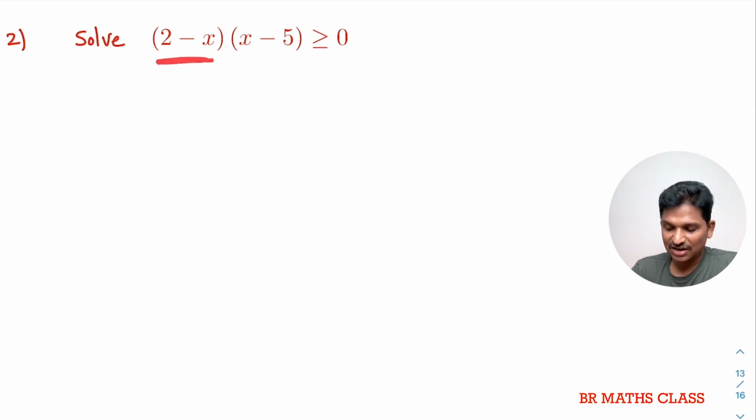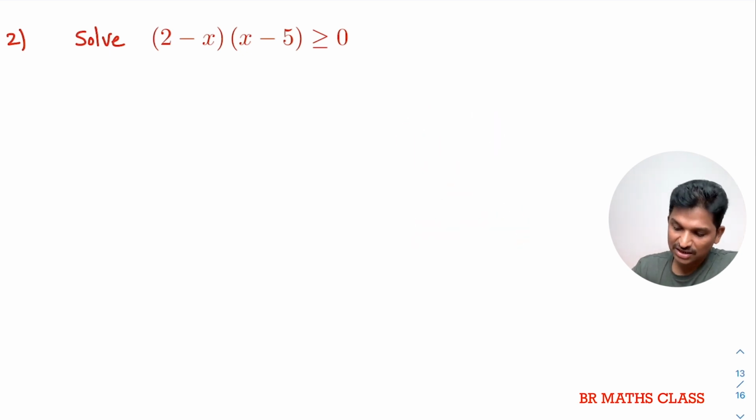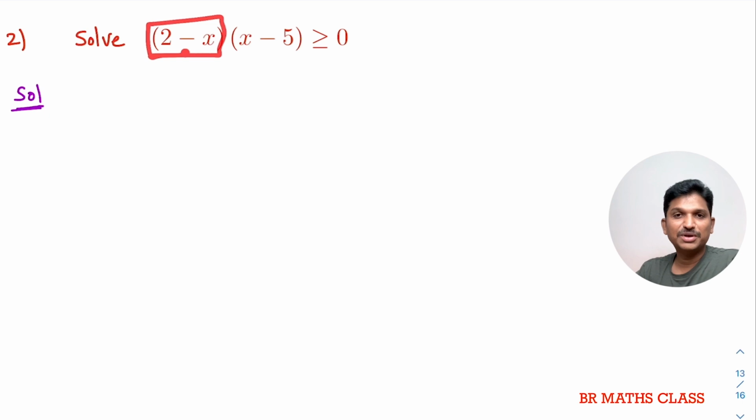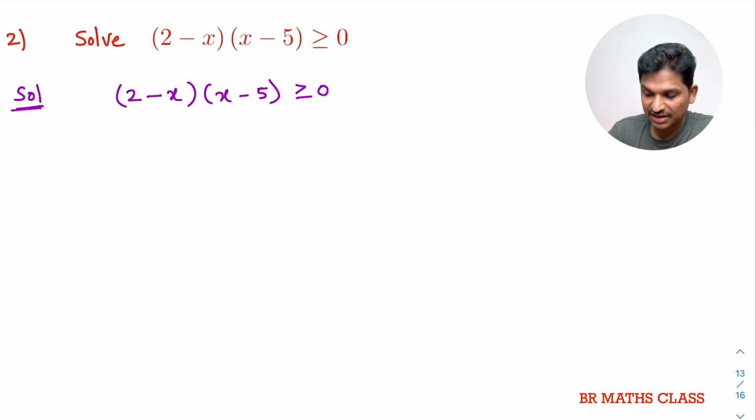See here, this is not like x minus a form. This is like a minus x. But this can be written in the form of x minus a just by taking minus common. Okay. So what I will do here, I need to solve this inequality. First point what I observed here, this is not in the form of x minus a. But however we can write. Okay. See here, first I will write the given inequality. 2 minus x into x minus 5 greater than or equal to 0. This is the given inequality.